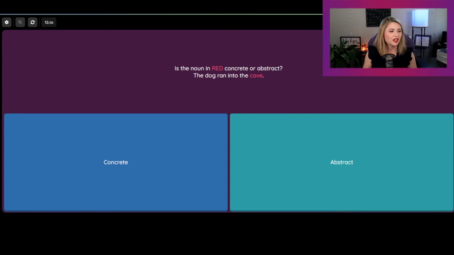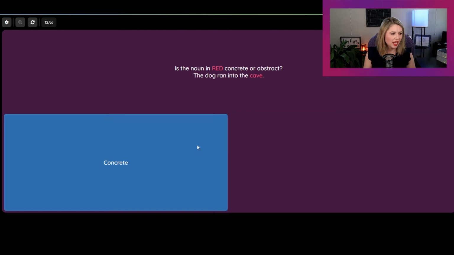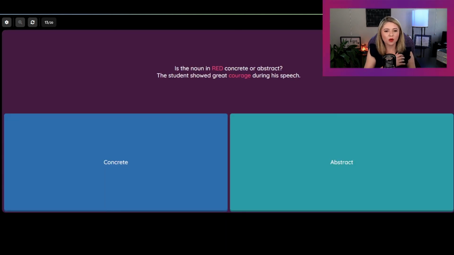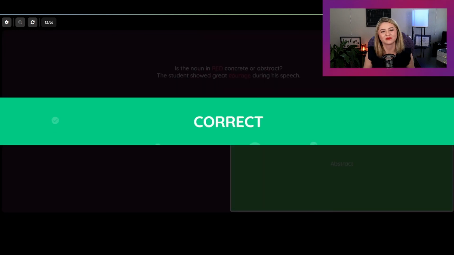Is the noun in red concrete or abstract? The dog ran into the cave. The noun cave is abstract or concrete? Can you touch a cave? Yes, you can touch a cave. So it's concrete. Is the noun in red concrete or abstract? The student showed great courage during his speech. So courage, a noun, is it concrete or abstract? Can you touch courage? No, you cannot touch courage, so it's abstract.